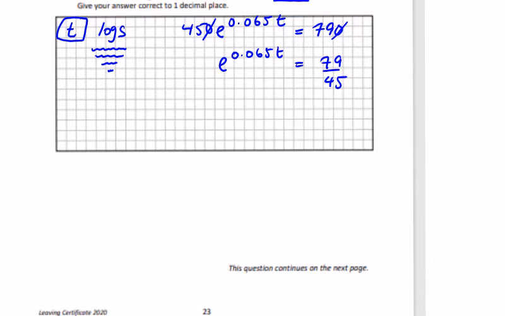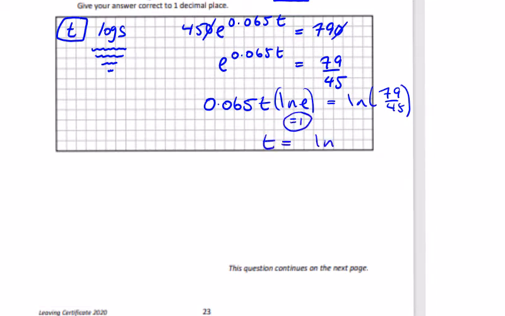So if we get the natural log of both sides, 0.065 T by the natural log of E, which is equal to 1, is equal to the natural log of 79 over 45. And this is equal to 1 here. So we're just going to divide by 0.065. So T is equal to the natural log of 79. Actually, I'll get the natural log of 79 over 45 when I'm at it.